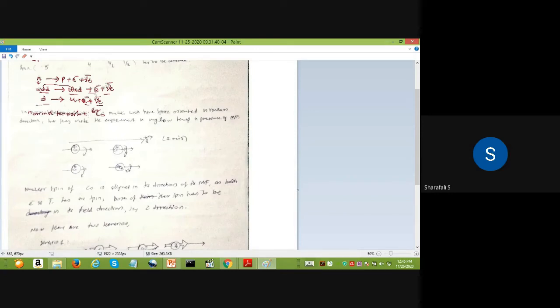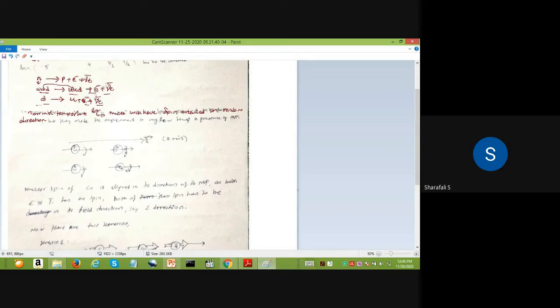At normal temperature, we have this cobalt 60, whose spins can be oriented in any direction, in random directions. So in normal temperature, cobalt 60 nuclei will have spin oriented in random directions.